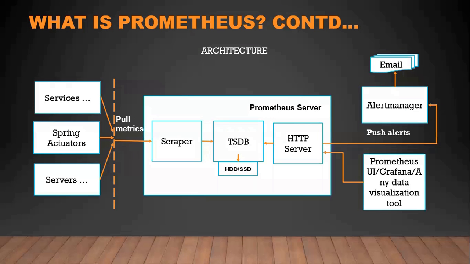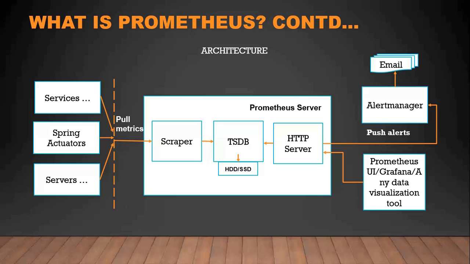And then we will discuss the architecture. In the architecture, the center part is the Prometheus server, and it has 3 major components. One is the data scraper or data retriever. The middle one is the TSDB, the time series database. The third one is the HTTP server, meaning it has certain HTTP endpoints. The data scraper pulls the metrics from your Spring Actuators, different servers, jobs or services, wherever you have this integration or configuration of Prometheus. In this example, it will pull the metrics information from Spring Actuators.